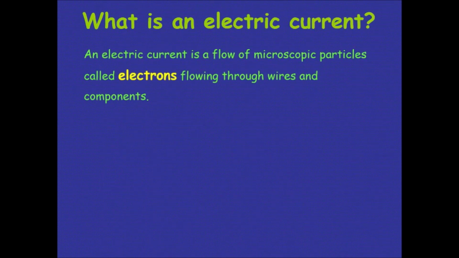Okay. So what is an electric current? So an electric current is a flow of electrons, essentially, that flow through wires and components. So electrons, meaning they have a negative charge. All right, it's good to just write this down. You can pause it whenever you want to, and feel free to take the notes at your own pace.